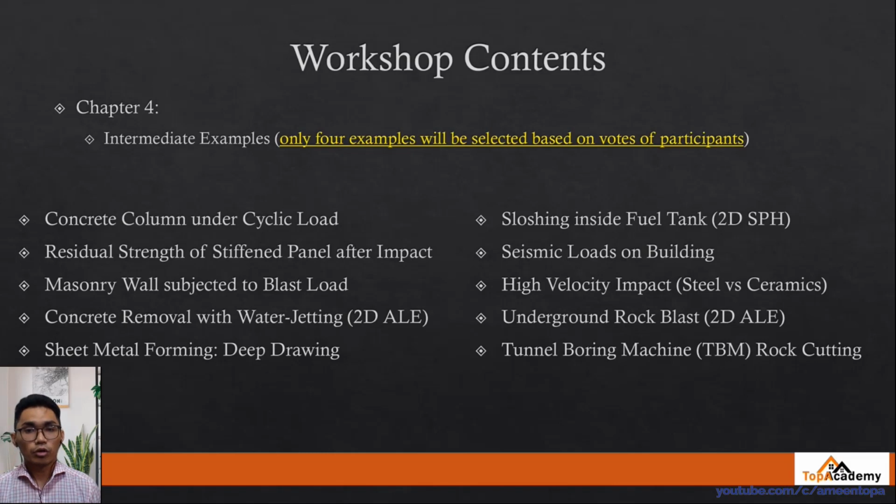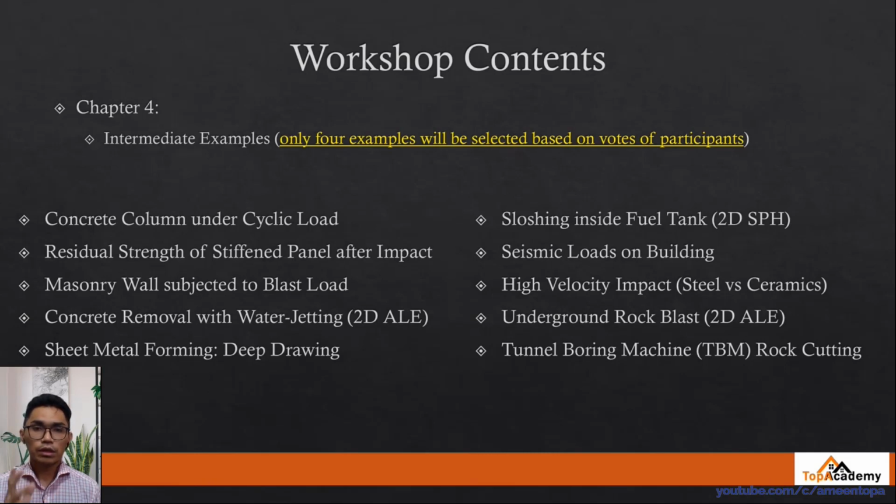The eighth option is high velocity impact. We have a spherical steel impactor and a ceramic block as the target. And the second last option is underground rock blast, and it will be again with the 2D ALE method. And the last example is the TBM rock cutting, tunnel boring machine TBM rock cutting.